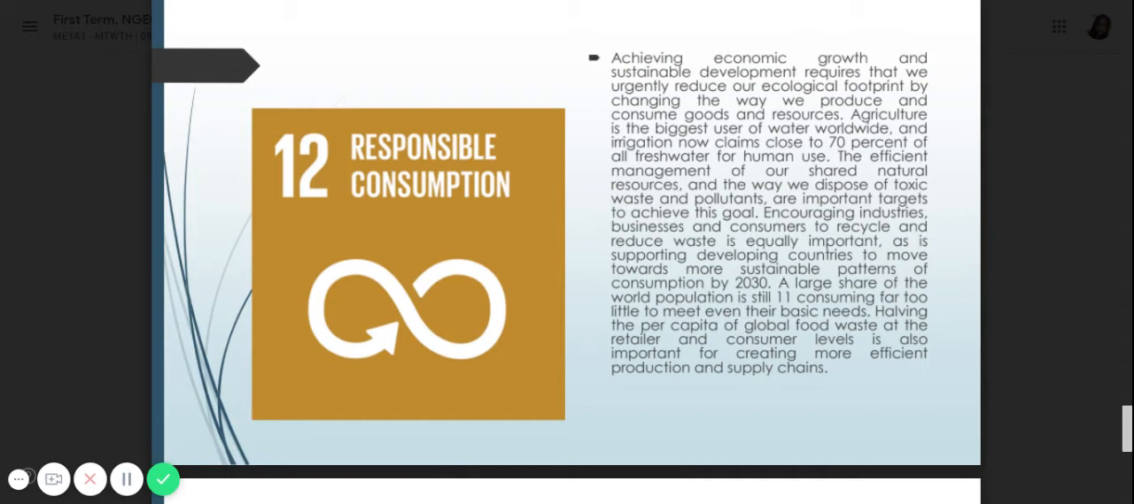A large share of the world population is still consuming far too little to meet everyday basic needs, no? Have you wondered, or thought about these concepts or questions?